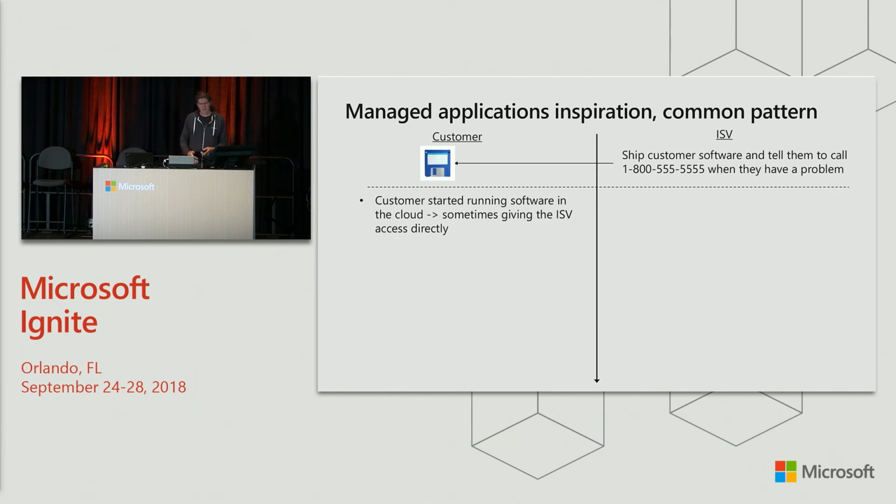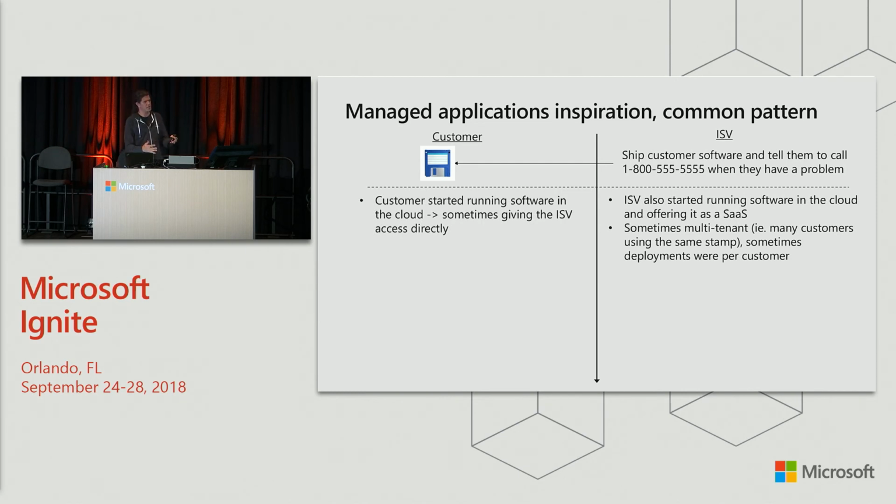Now, after a while, customers started running these in the cloud. Sometimes ISVs got direct access to what the customer deployed and had to solve it. And then partners started realizing, wow, I should build a multi-tenant SaaS for this and start offering it as a SaaS in a public cloud. And sometimes multi-tenancy didn't work out for them, so they set up individual customers per stamps, and sometimes those were really specific to customers.